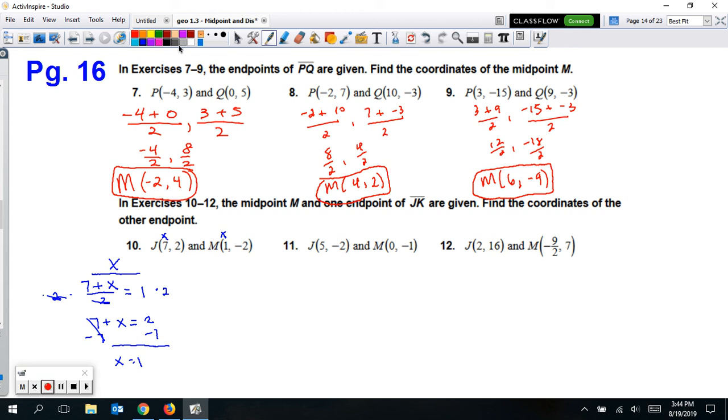Now let's do the same thing for the y. For the y this time, we're going to use these numbers, the 2 and the negative 2. So the endpoint we do know is 2, plus the endpoint we don't know, divided by 2, and it's going to equal the midpoint number for the y, which is negative 2. We start off by doing the same thing, multiply by 2 to get rid of this fraction. It cancels out our 2's, so we get 2 plus x is equal to negative 4. Negative 2 times 2 is negative 4.